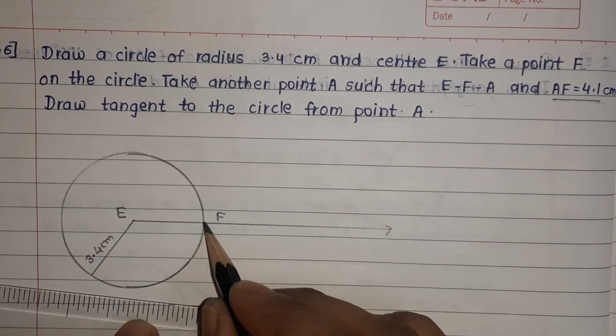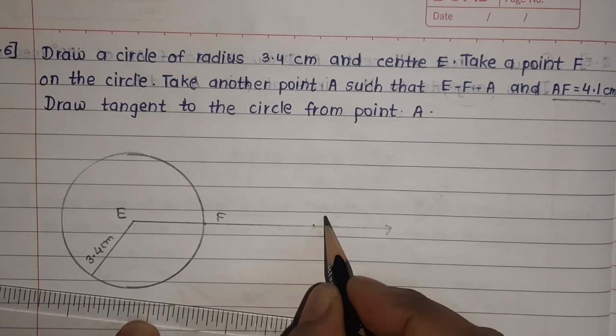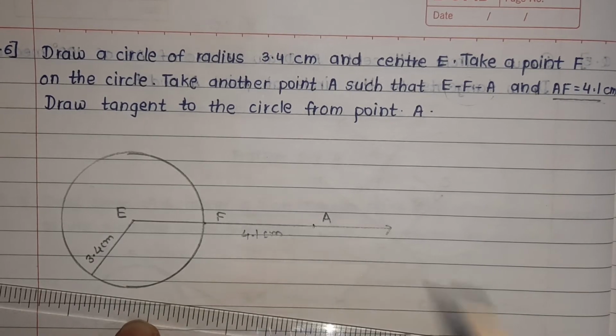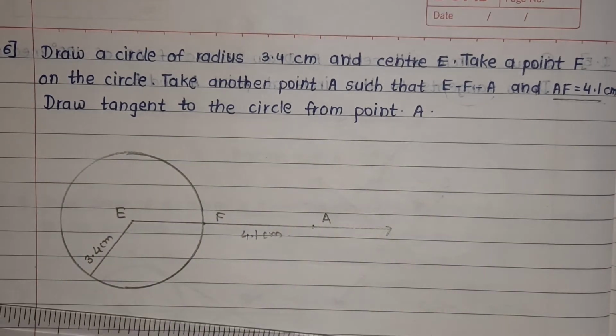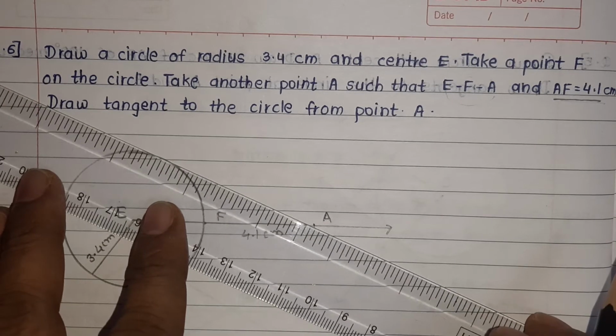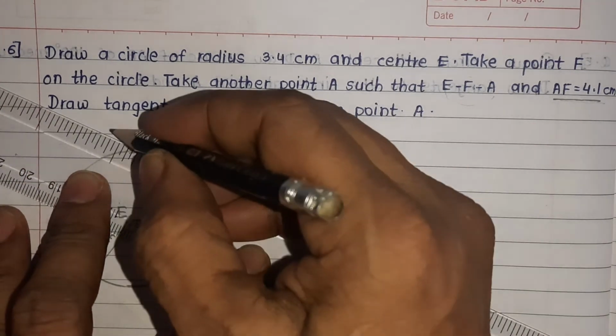Therefore from F this distance is 4.1 and this is point A. This distance is 4.1 centimeter. And draw tangent to the circle from the point A. That means point A is outside the circle, and from this point A we have to draw the two tangents to the circle.